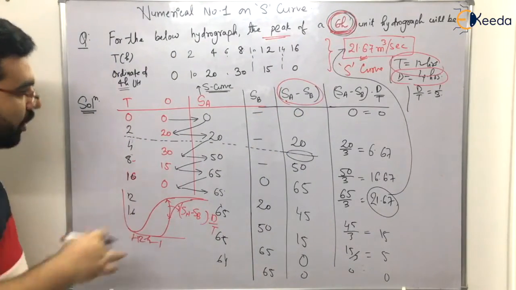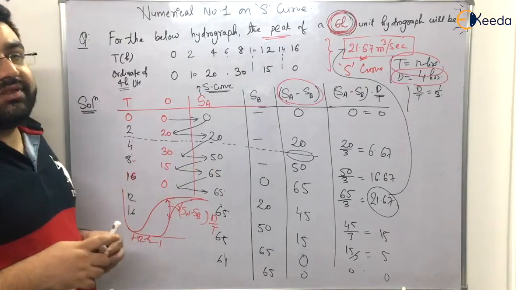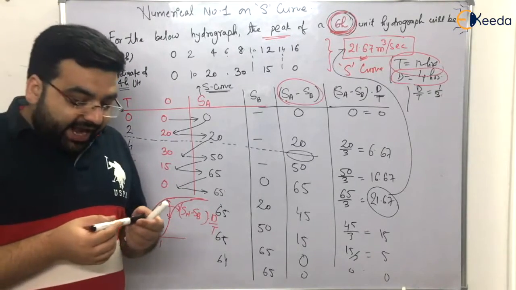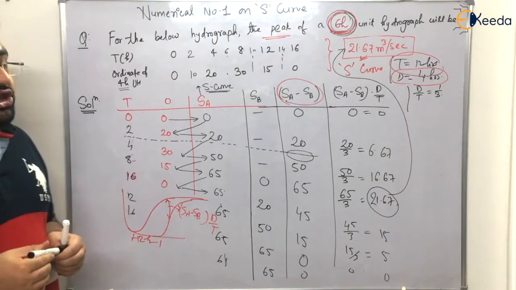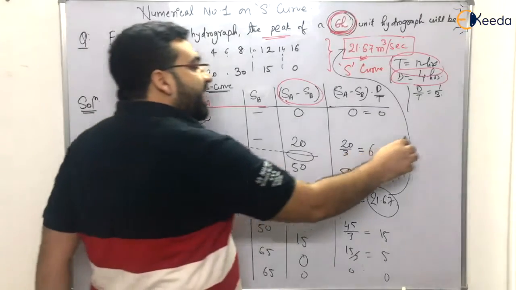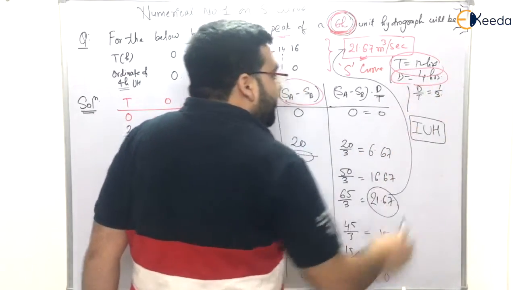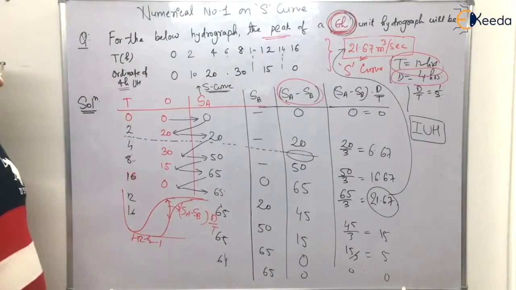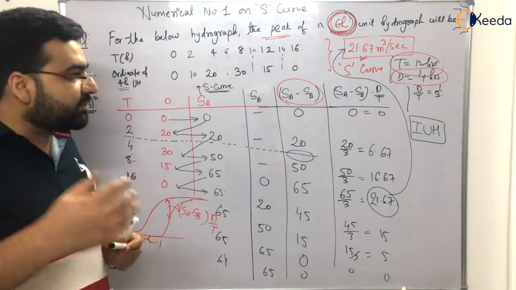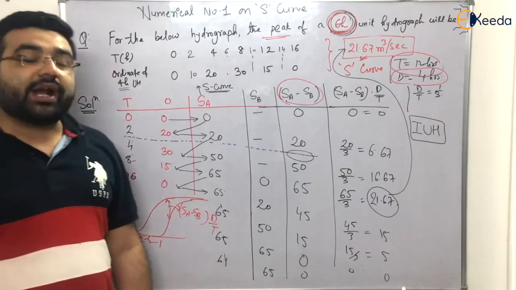Okay? So I hope that you have understood how to solve these types of questions with the help of the S curve. Now let us move forward and understand a new topic which is generally asked in examinations. The new topic is the instantaneous unit hydrograph, IUH. In previous years some questions have been asked from this topic. So let's move forward and understand the concept of IUH, the instantaneous unit hydrograph.